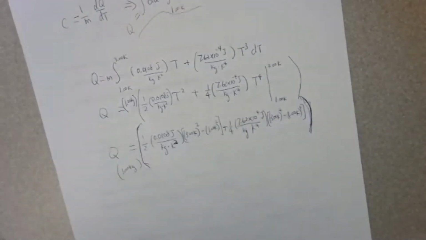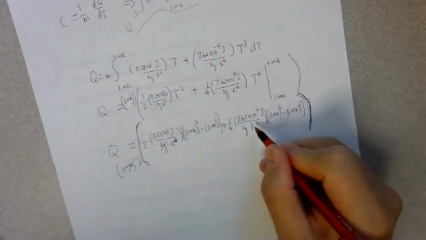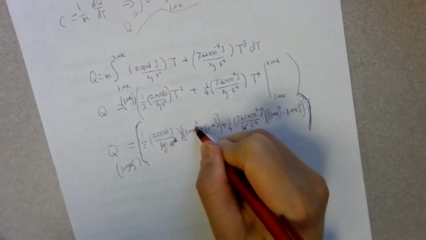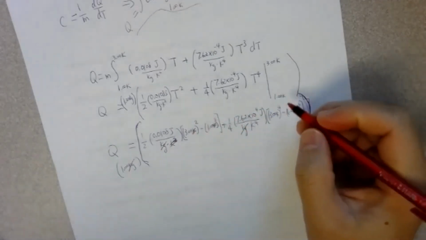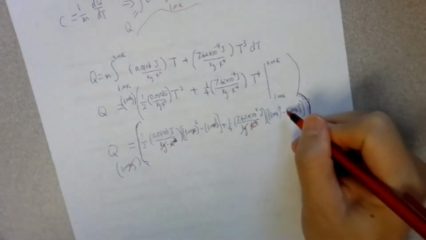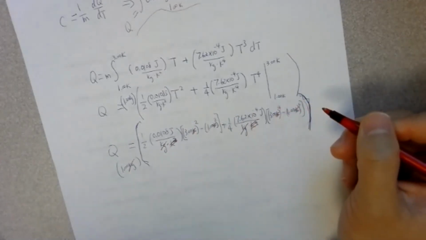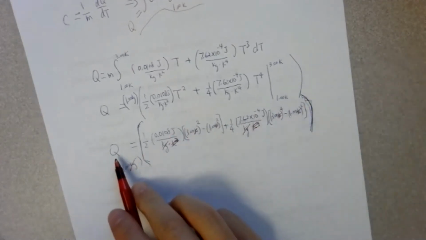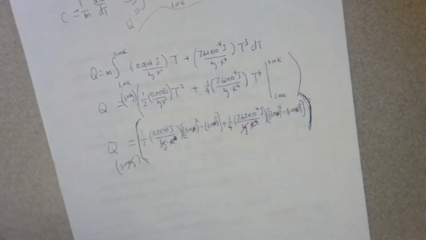Okay, so we can take a look at the units here. The kilogram will cancel out here and here. Kelvin squared here will cancel out the Kelvin squared here. Kelvin to the fourth over here will cancel out the Kelvin to the fourth here as well. So the final answer will be just in joules. That's consistent because this is Q. This is Q, which means energy, heat. So that's consistent there.